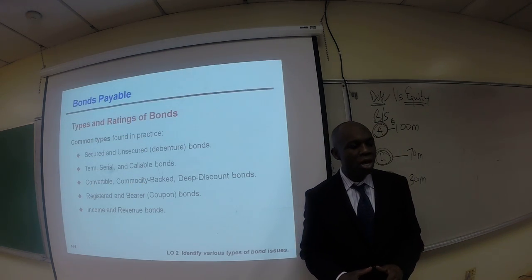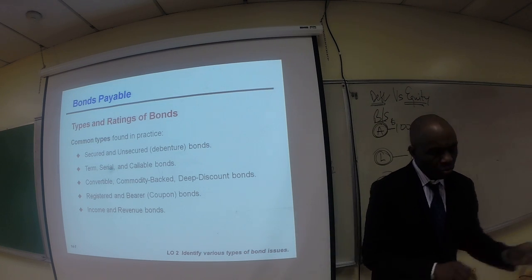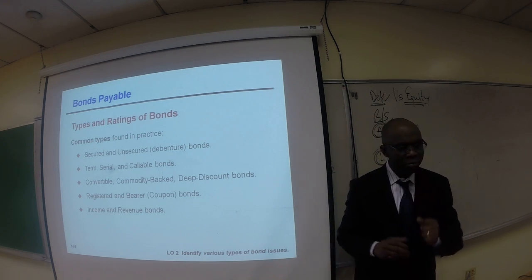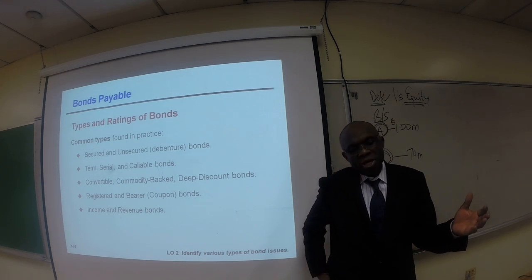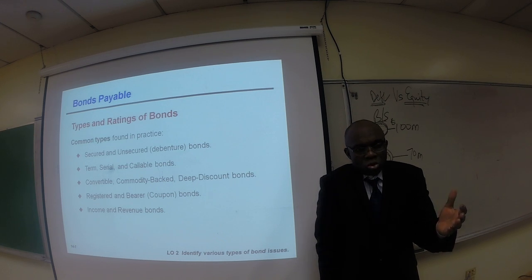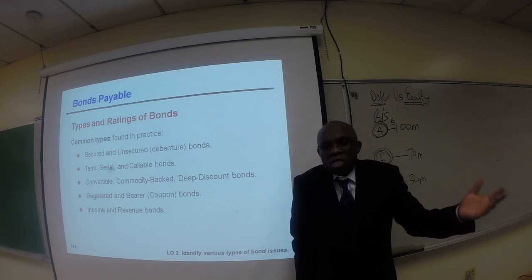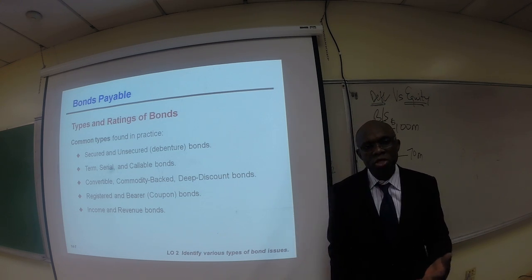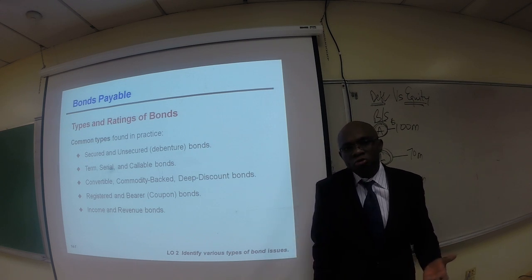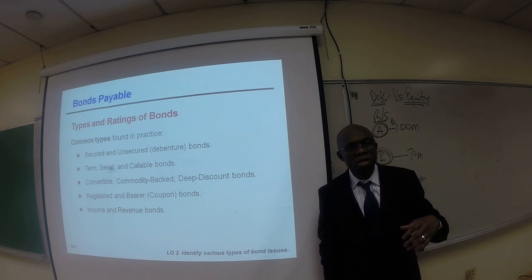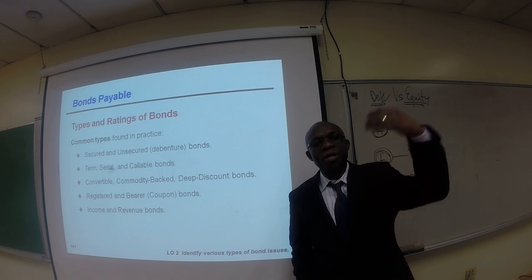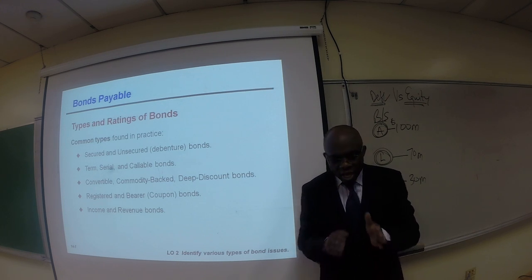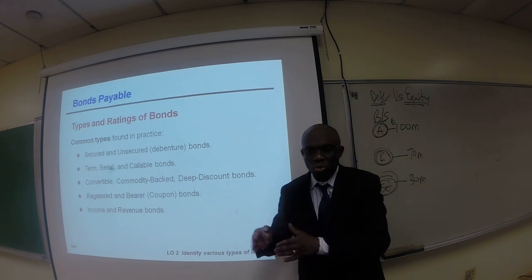Here are different types and ratings of bonds. Number one, we have secured and unsecured bonds. Secured meaning the bond is issued and backed up with collateral. Unsecured means it's not secured; it is issued based on the creditworthiness of the company. Then we have term bonds, meaning the principal is due at a particular date, 5 years or 15 years, however the case might be. Serial bonds, a portion of the principal is due periodically.